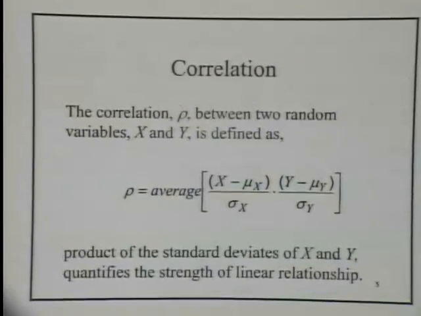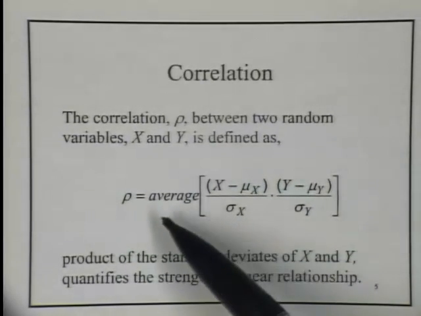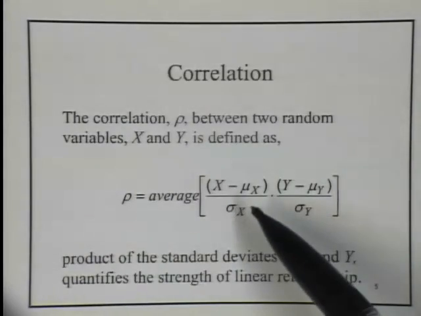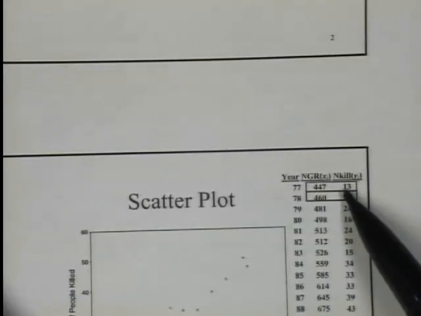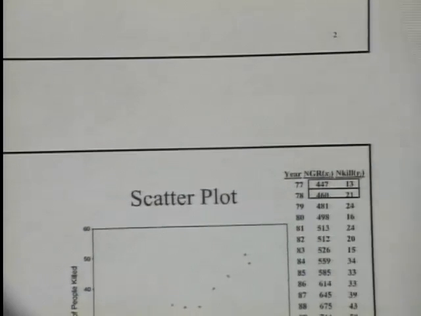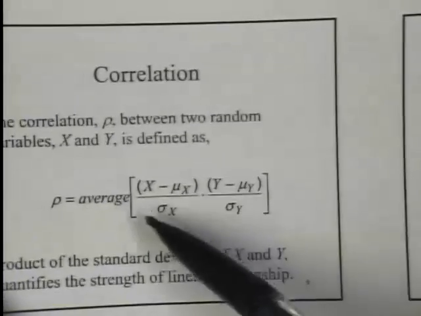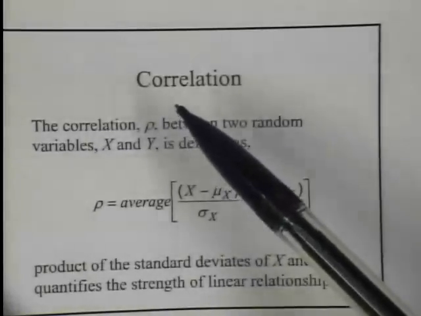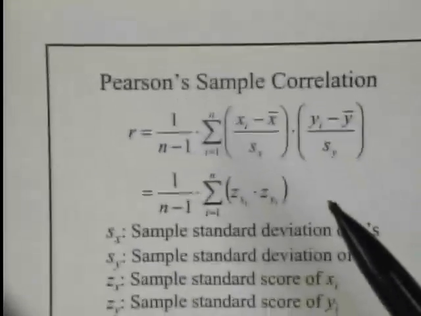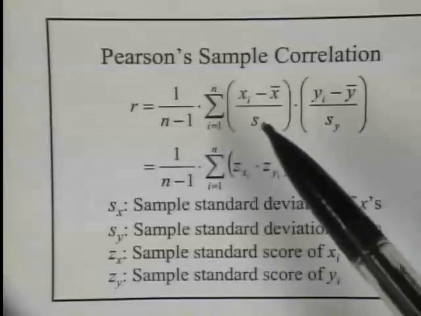It's called correlation. And the correlation is based on the concept of averaging the standardized scores of X and Y. So for all these ordered pairs, you standardize them, find a standard score for X and for Y, find the product of those, and take the average of those. That's the idea of correlation, right? And there's the so-called Pearson's sample correlation, pretty much doing that.